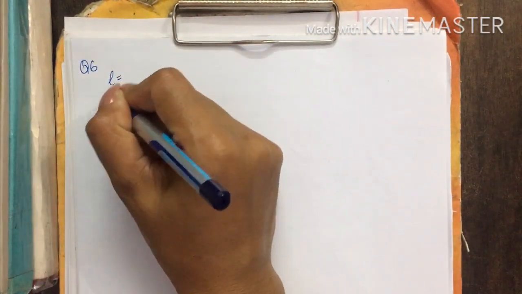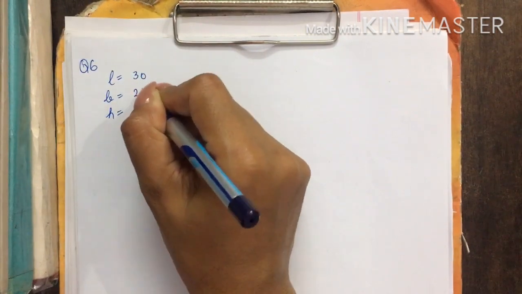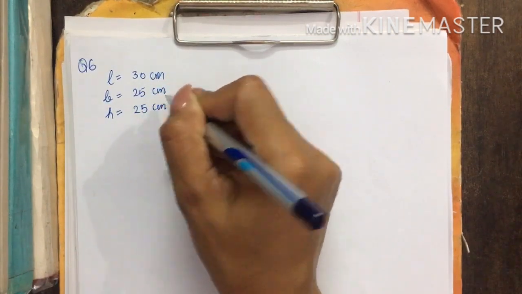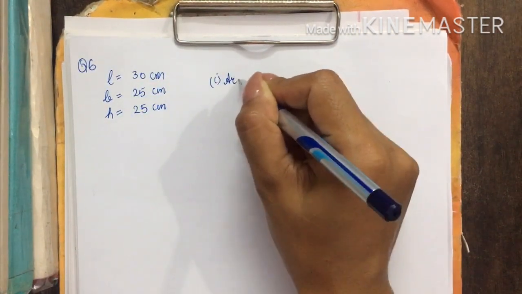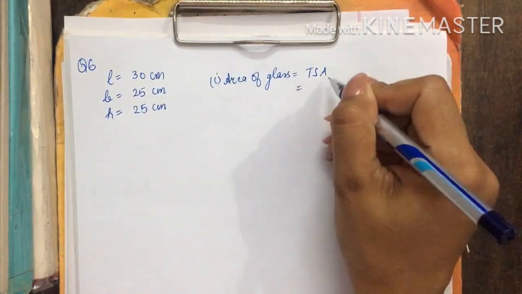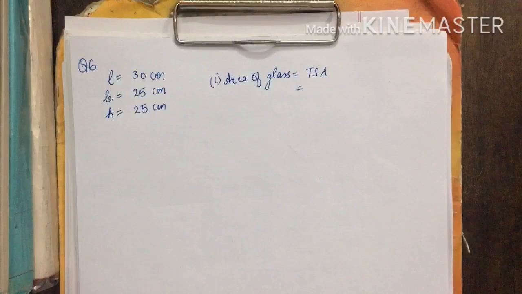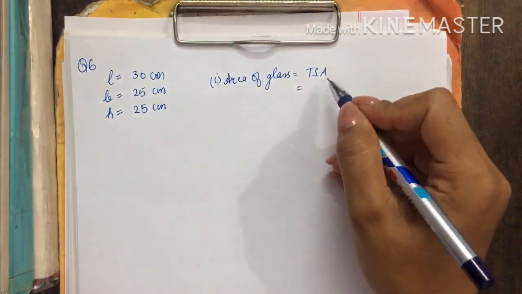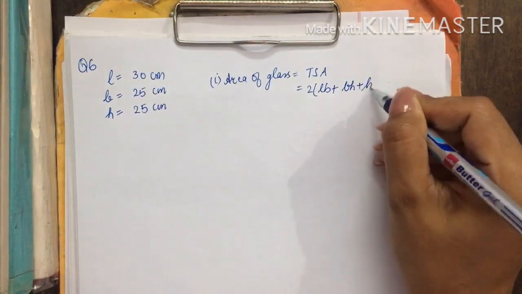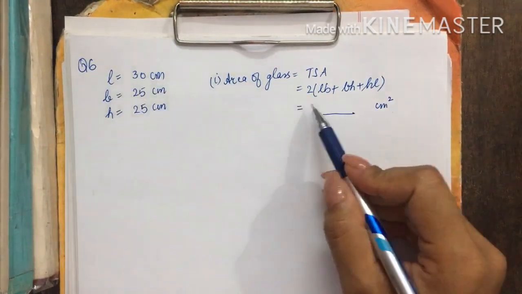So you've been given the length, breadth, and the height. The length is 30, breadth is 25, and the height is also 25. The dimensions are given in centimeters. For the first part, where you have to find out the area of glass, you will find out the total surface area, because the glass has been used on all six faces. Since the glass has been used on all six faces, find the total surface area using the expression 2 times (LB plus BH plus HL). So this will give you the answer in centimeter square using these values over here.